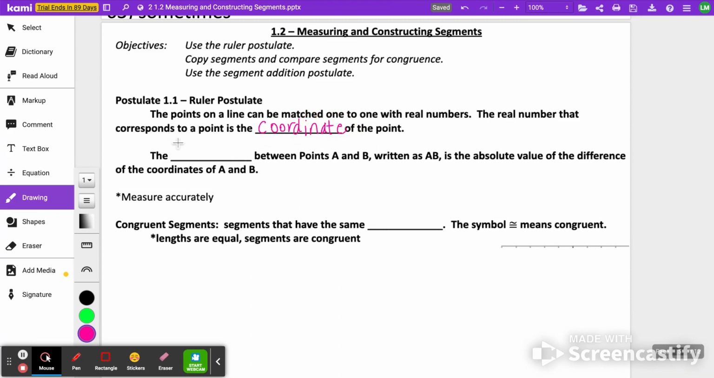Once we figure that out, we can figure out that the distance between points A and B, written as AB, is the absolute value of the difference of the coordinates of A and B. That just means when you find the absolute value of something, it is always going to be positive. You should have learned this before: anytime you measure distance, you don't measure it in a negative way. You always measure it in a positive way.